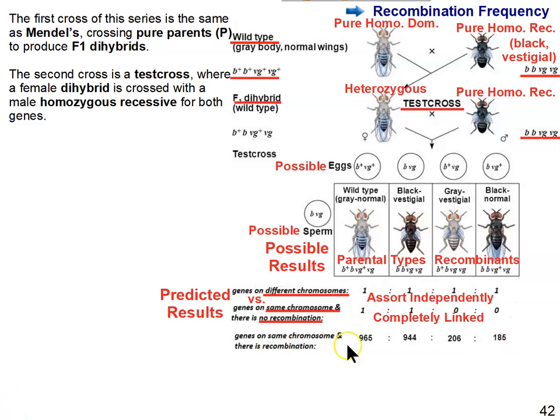What we have here are actual results. So when this experiment is actually done, when this cross is actually performed, these numbers represent what we actually see in the offspring.